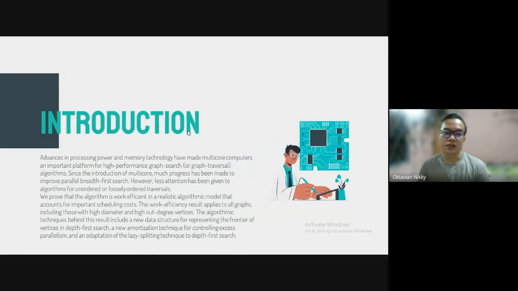We prove that the algorithm is work efficient in a realistic algorithmic model that accounts for important scheduling costs. This work efficiency result applies to all graphs, including those with high diameter and high out degree vertices. The algorithmic techniques behind this result include a new data structure for representing the frontier of vertices in depth first search, a new amortization technique for controlling excess parallelism, and an adaptation of the lazy splitting technique to depth first search.